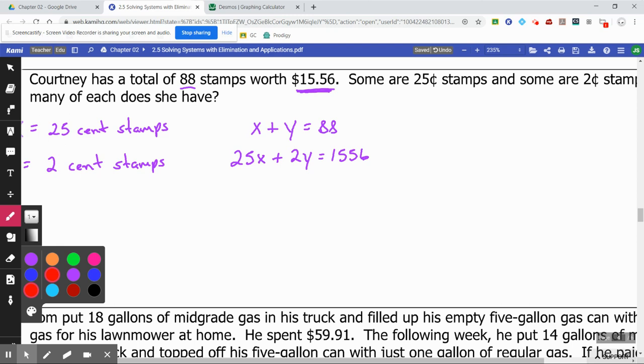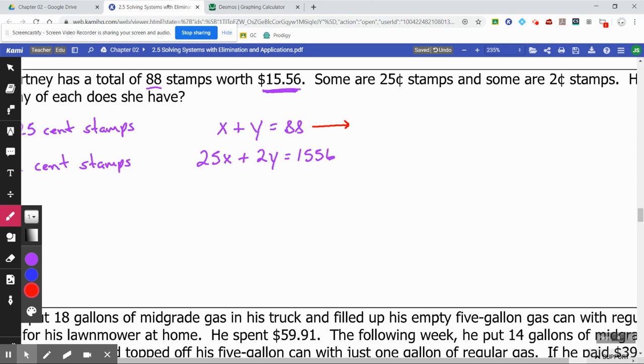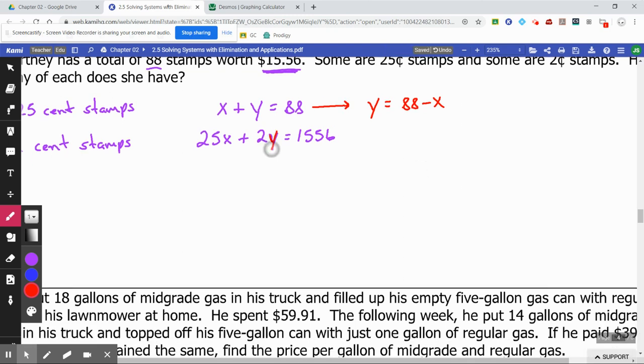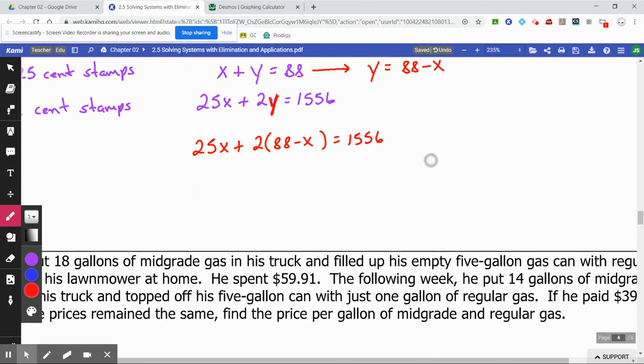Now, since we've used elimination so much, we'll try to use substitution on this one. Substitution is going to be fairly easy to use because I can get either x or y by itself really easy here. We'll just move our x's over, and I'll put that y is equal to 88 minus x, or negative x plus 88, either way. Down here where I have a y, I'll substitute that in. So I have 25x plus 2y equals 1556. In the place of that y, again, I'll put the 88 minus x, and now we're ready to solve. 25x plus 2 times 88 is 176. 2 times negative x is negative 2x is equal to 1556.